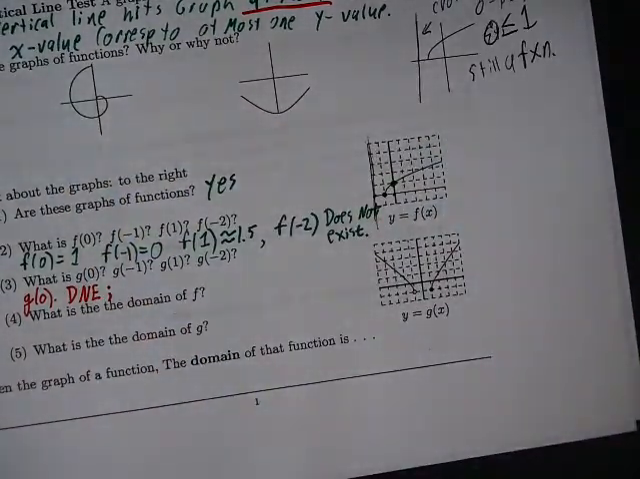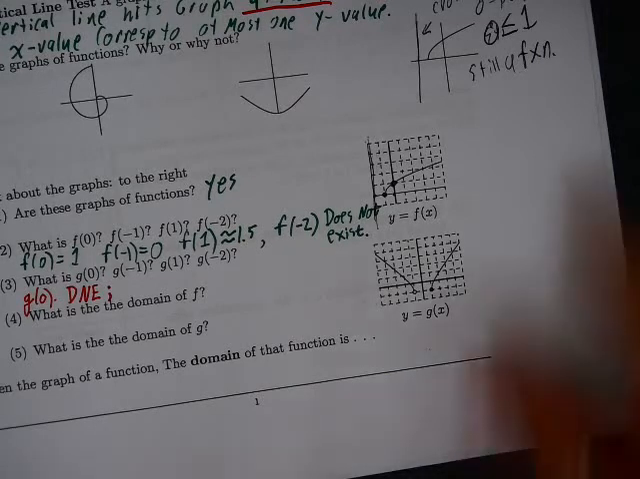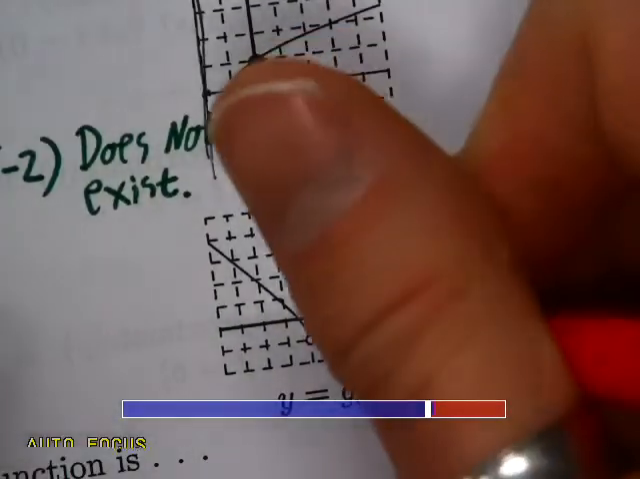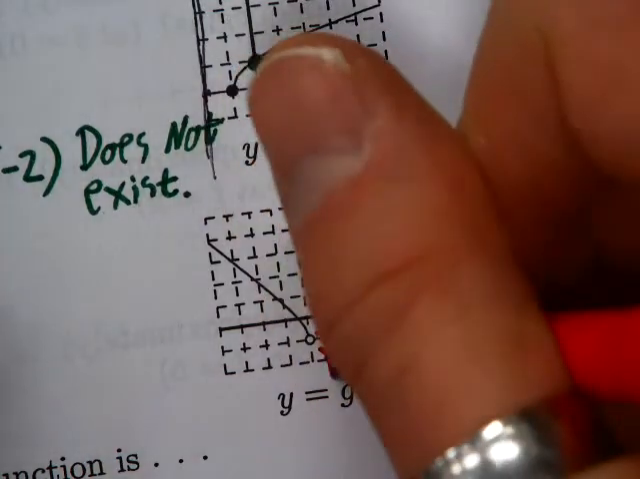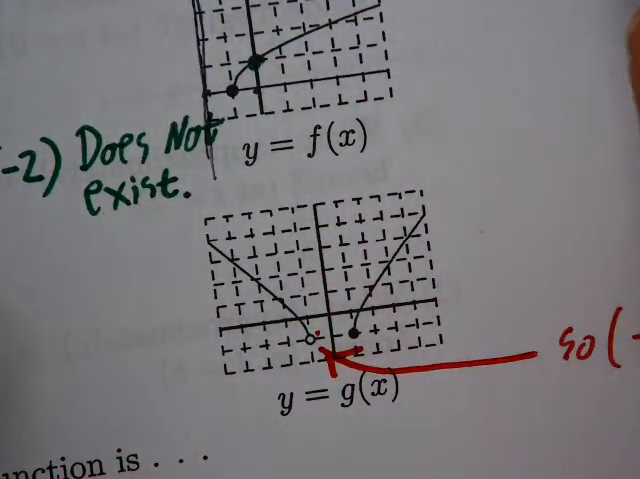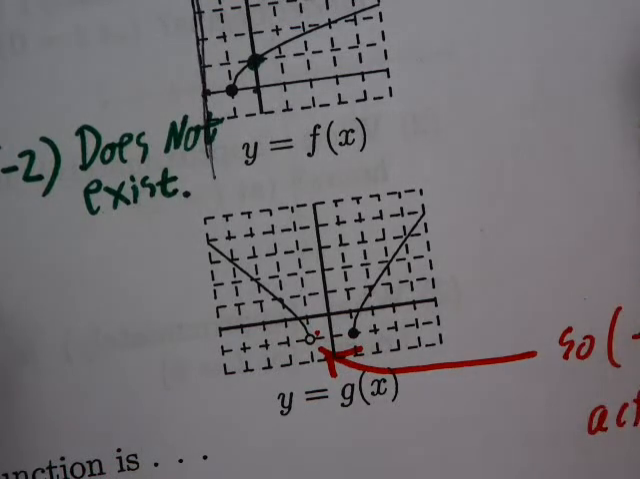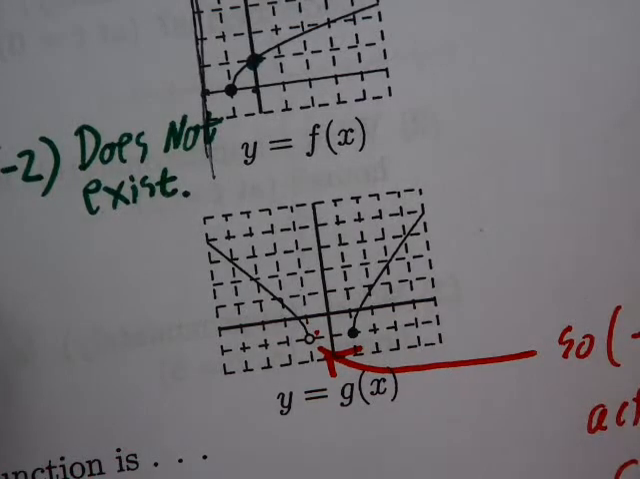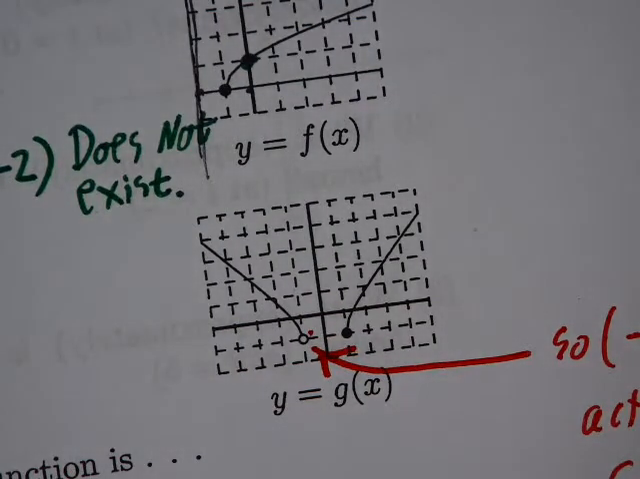How about g of negative 1? I hear some negative ones. Do I hear any other options? Yeah. Doesn't exist. Right, so the open circle, the fact that that's an open circle means that that point is not actually on the graph.